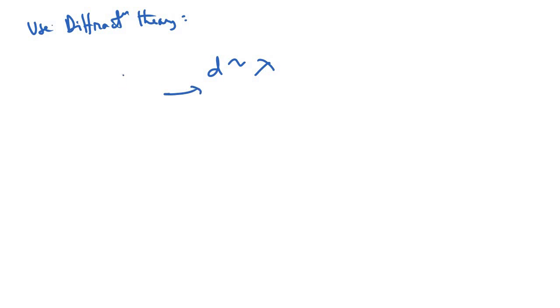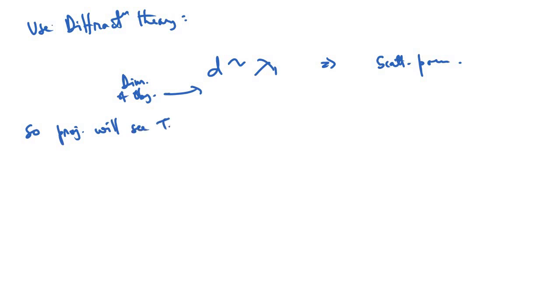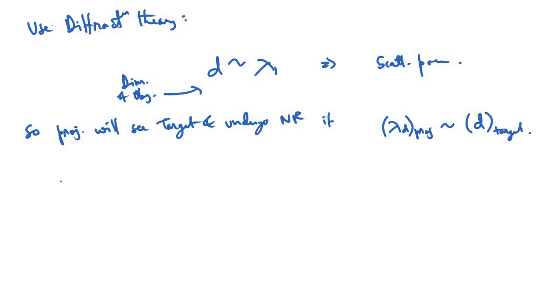This is the dimension of the object, and this is of course the wavelength. So then only we can have scattering, right? So this means that a projectile will see a target and undergo nuclear reaction if your de Broglie wavelength of the projectile is of the order of the dimension of the target, right? There is nothing wrong with it.